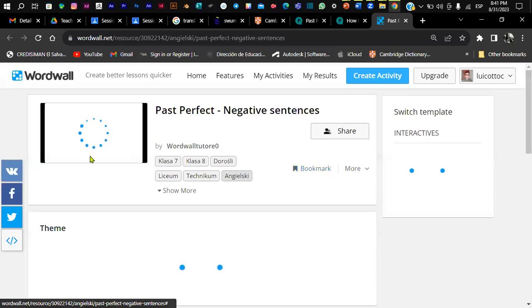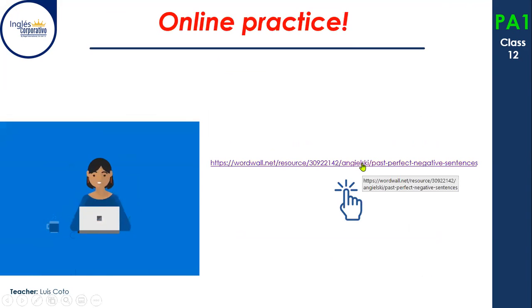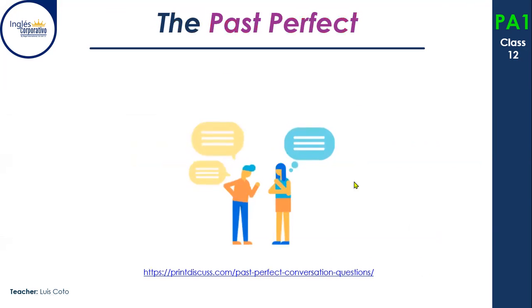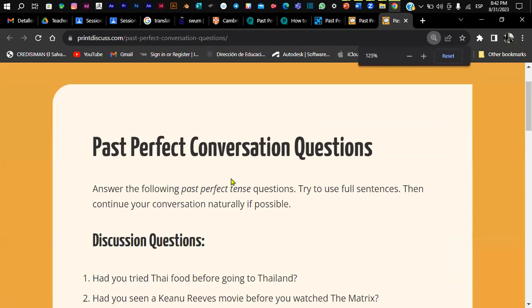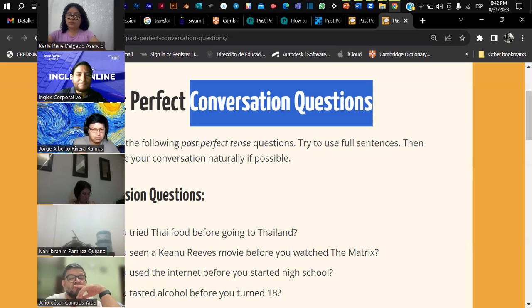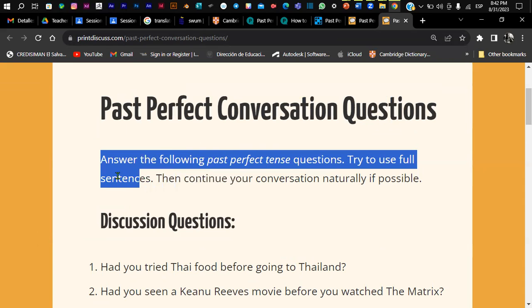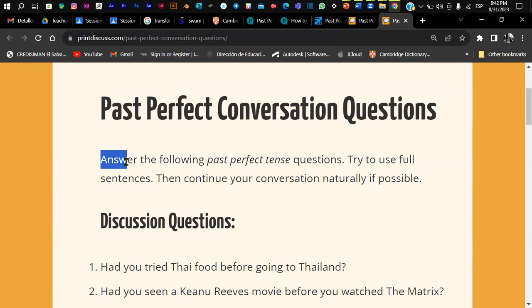I'm going to open the link. Past perfect negative, but this is negative sentences. We know how to do negative sentences. Past perfect questions. Here is the link. Past perfect conversation questions. What is the indication? Sophia, what is the indication for this exercise? Answer the following past perfect tense questions. Try to use full sentences. Then continue your conversation naturally if possible.